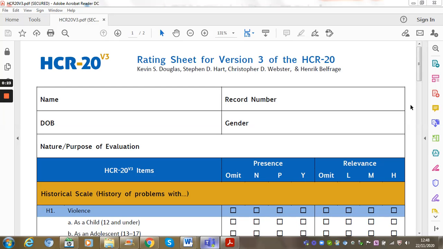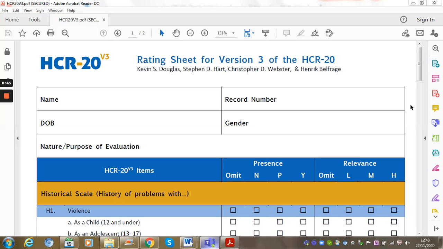So name is the name of the criminal rather than your name. Record number. In a real life situation, a forensic psychologist in a prison might be carrying out a whole series of reviews with the same prisoner. So they'd need to know, is this review number 1, number 2, number 3, etc. So for your purposes, this can be record number 1.